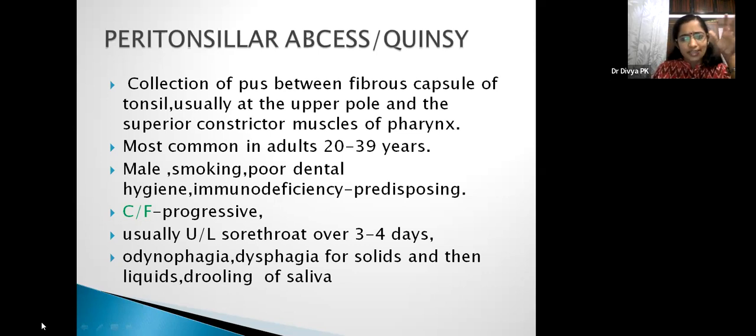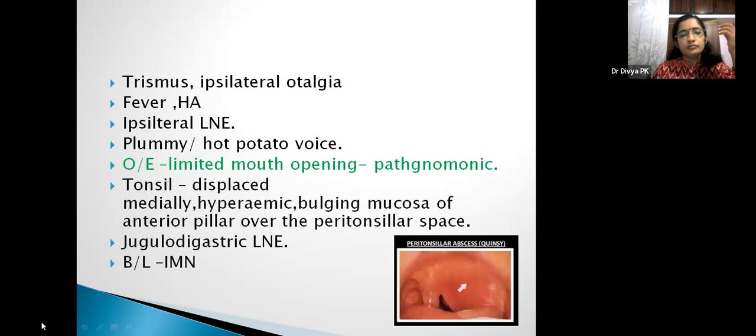The patient may develop a sudden hoarseness of voice. There may be difficulty and pain on opening the mouth, that is trismus. Ipsilateral otalgia may be associated.